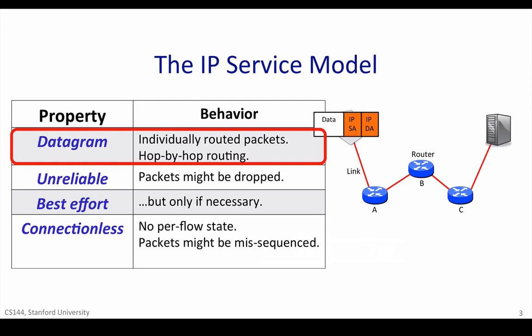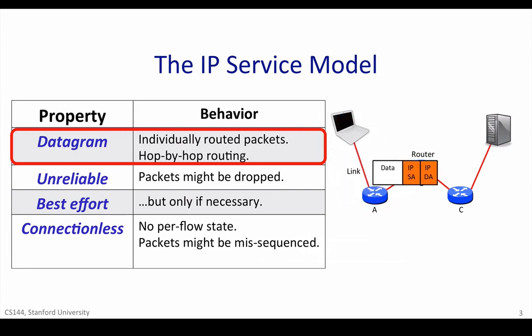The header contains the IP address of the destination, which we abbreviate here as IPDA for IP destination address, and the forwarding decision at each router is based on this IPDA. The datagram header also contains an IP source address, or IPSA, saying where the packet came from, so the receiver knows where to send any response.